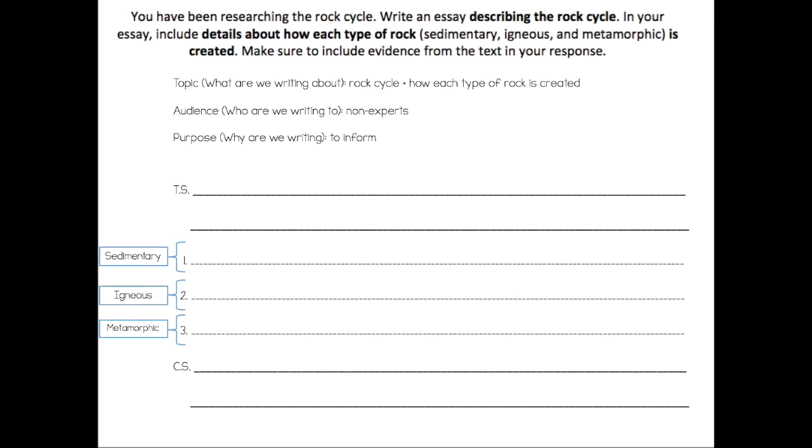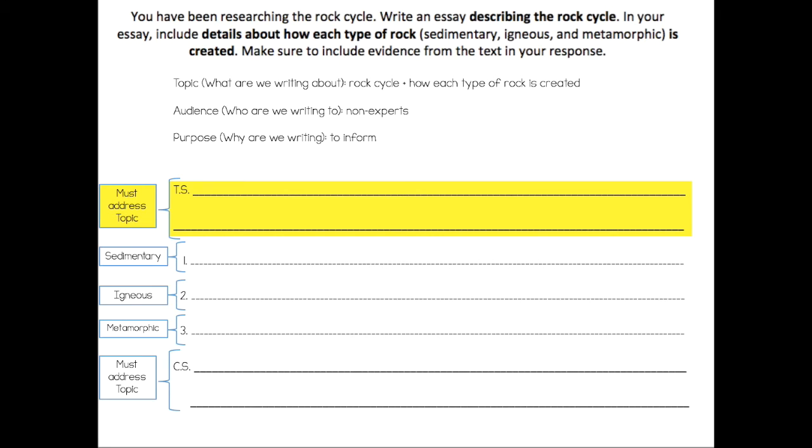Next, we have our 3 details, and those 3 details are going to address our 3 different rock types: sedimentary, igneous, and metamorphic. Finally, our CS must also address our topic. We must go back to talking about the rock cycle and how each type of rock is created. These notes will help us to stay on track as we outline and make sure that each part of our outline is really fulfilling the purpose that it needs to contribute to our greater essay. So let's get started with our TS.